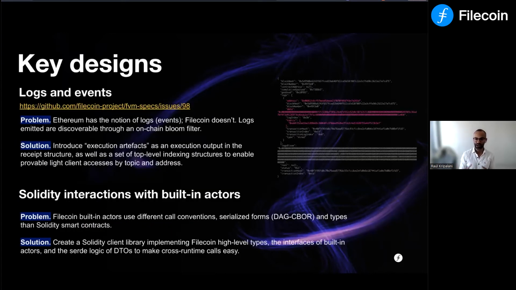Now, some of the other key designs here, I won't go too much into: logs and events. Short headline here is Filecoin doesn't have this feature. We need to introduce something like that. It's not going to be the same design as Ethereum. We're generalizing the design to something called execution artifacts. So transactions will be able to post artifacts from their execution, like logs. But in the future, they could post things like callbacks, or promises, or cross-chain calls, which have a lot more utility going forward.